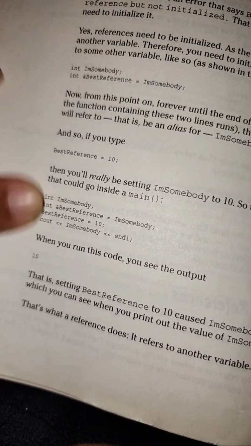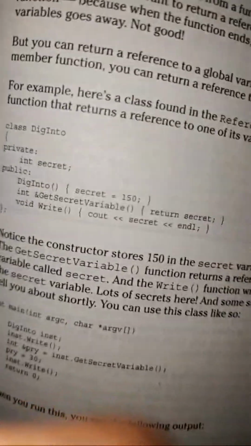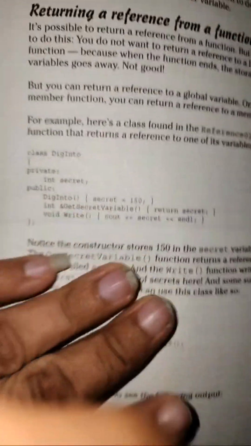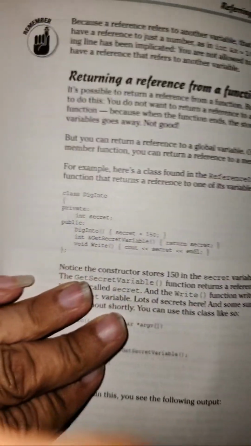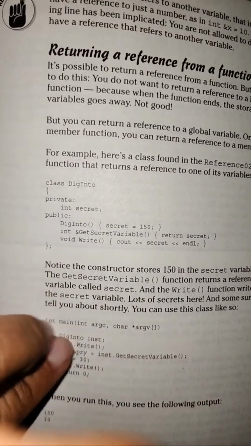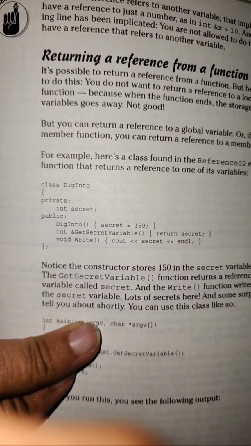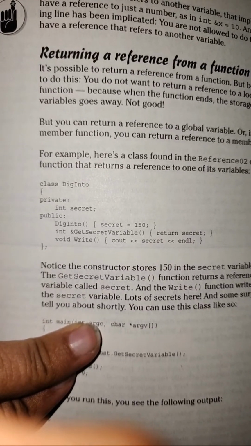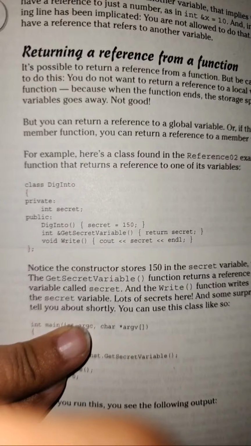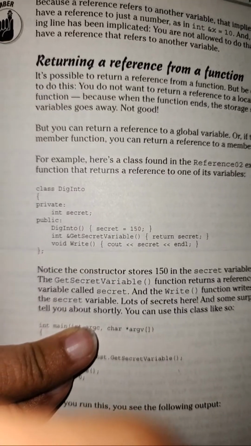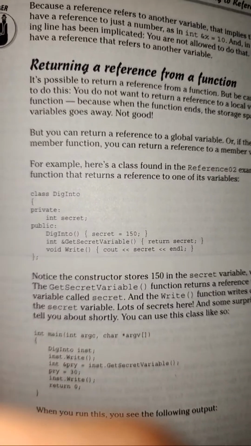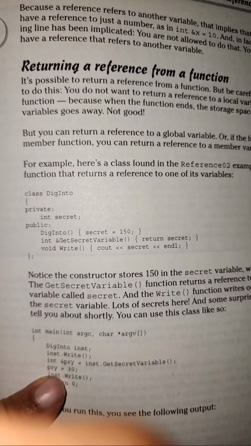All right, so we saw the 10, return the reference. Here we go. class DigInto { private: int secret; public: DigInto() { secret = 150; } int &getSecretVariable() { return secret; } void write() { cout << secret << endl; } }; Notice the constructor stores 150.